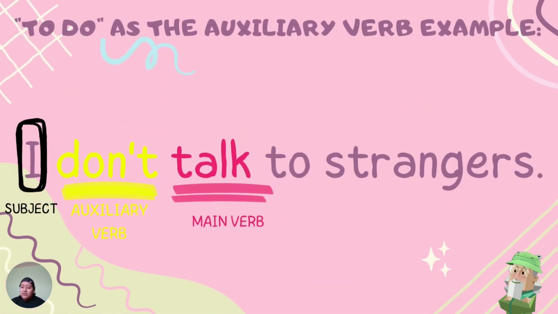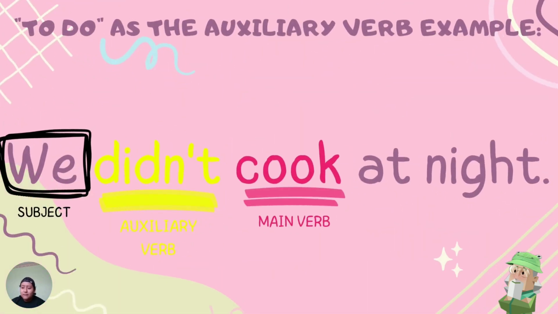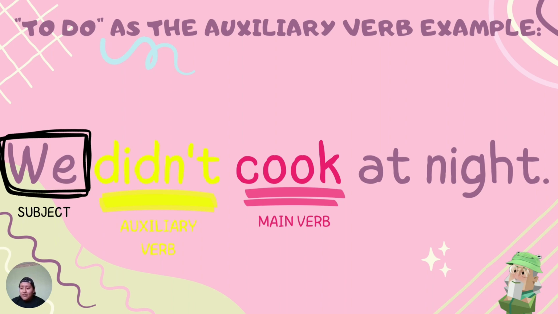I don't talk to strangers. The main verb is talk and the auxiliary verb is don't in the negative form. We didn't cook at night. The main verb is cook and the auxiliary verb is didn't in the negative form.